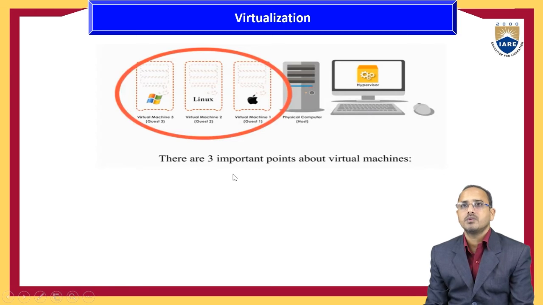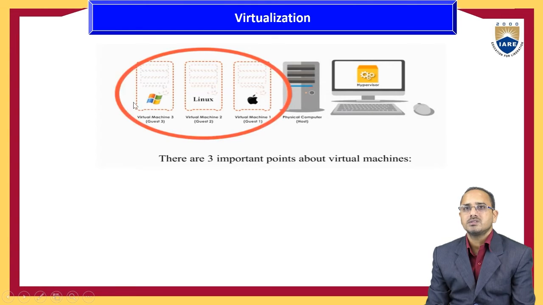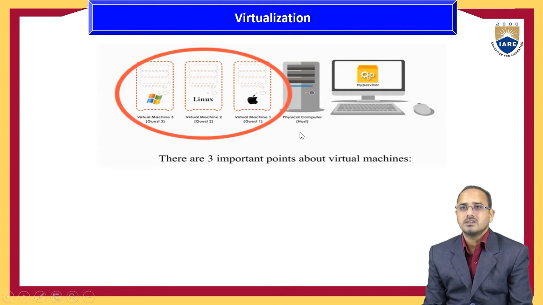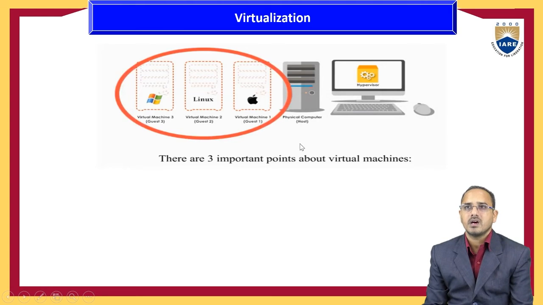Next, there are three important points to be remembered. Here we have another virtual machine, virtual machine 3, and you have guest 3 where a Windows virtual machine is created. Here you have the Windows host machine, and you can even create another virtual machine with a different operating system. So this is about the installation of the specialized software called Hypervisor, and how Hypervisor facilitates creating virtual machines on the physical computer.